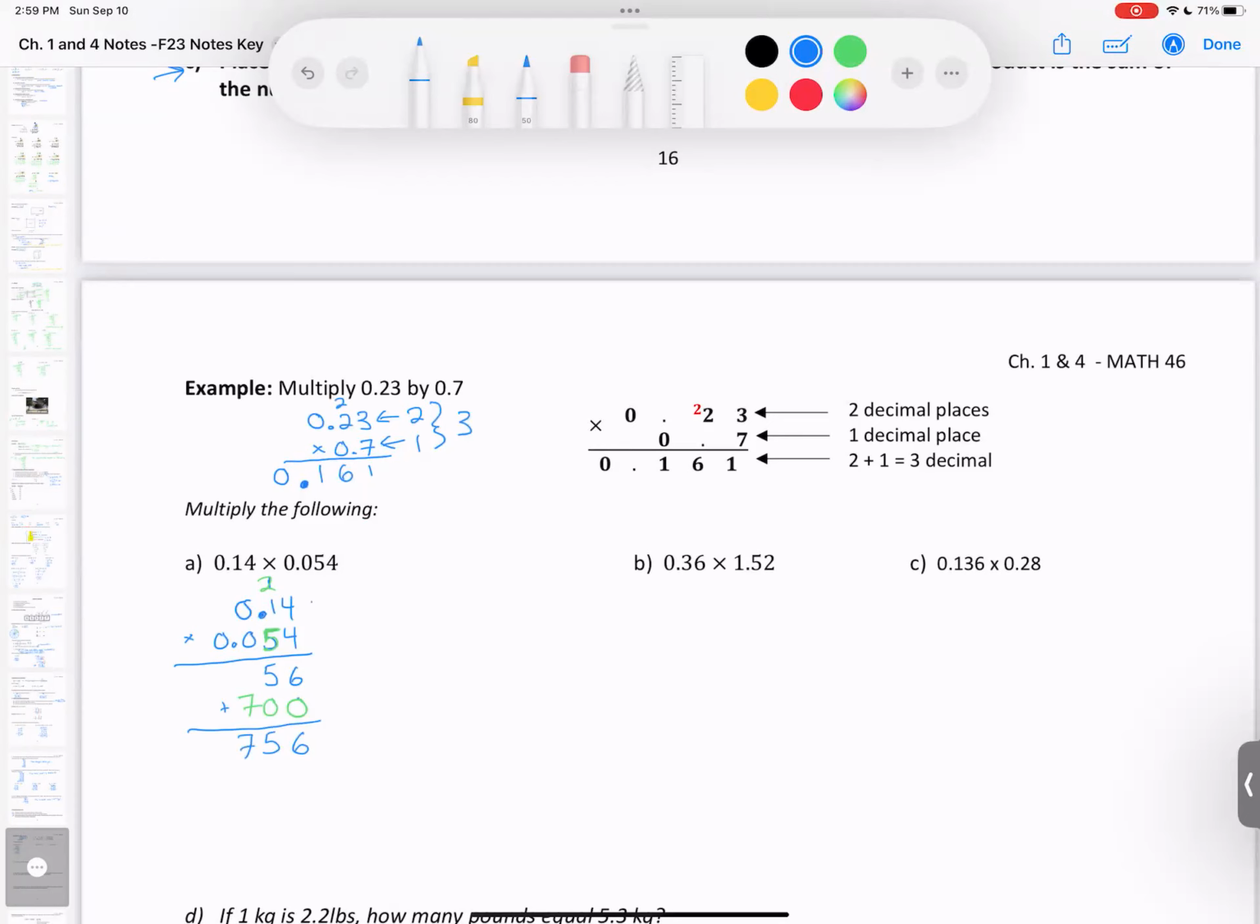And this first number we multiplied was out to 2 decimal places. The second one was out to 3. In other words, it's out to the thousandths. So that means our answer is going to be out to 5 decimal places.